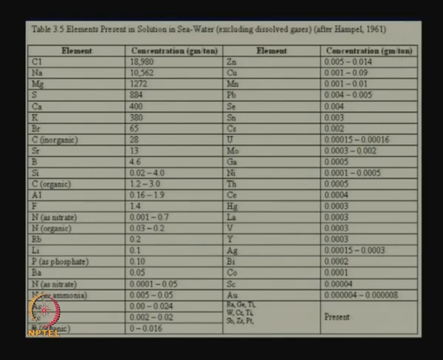Now, if you find out how many tons 1 cubic kilometer of seawater means, and multiply by this gram per ton figure, you will find that it means huge amounts of gold. So, if we could get hold of 1 kilometer cube of seawater, we can extract a lot of gold from that.